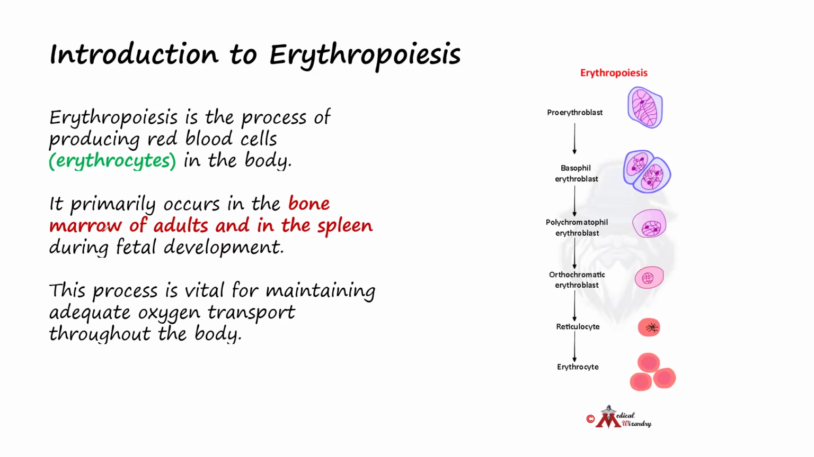It started from pro-erythroblasts, then from there to basophil erythroblasts, and from there the basophil erythroblasts will be converted into polychromatophil erythroblasts, which are then converted into orthochromatic erythroblasts. Then the next one is reticulocyte, that is the immature red blood cell, and finally erythrocyte. So these are the basic steps of erythropoiesis, and we'll look at them in detail in the video.